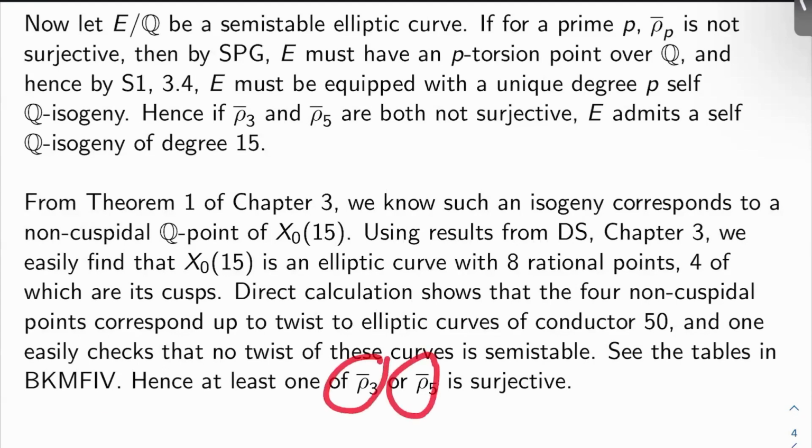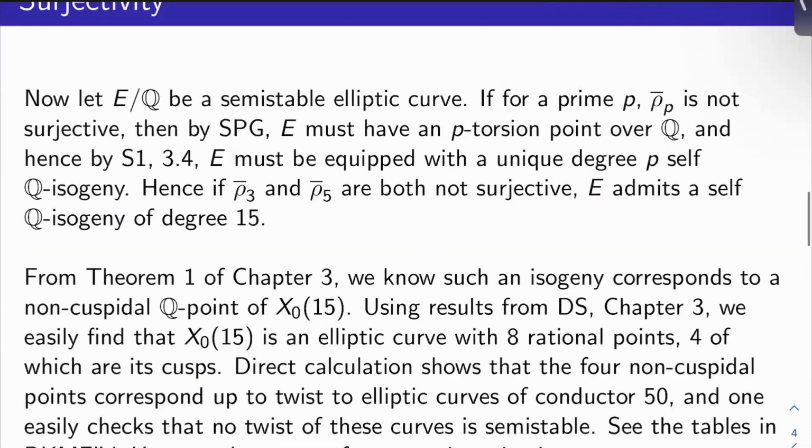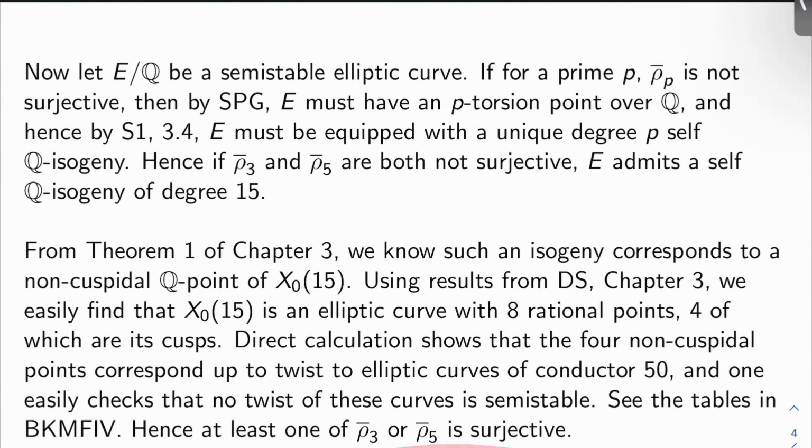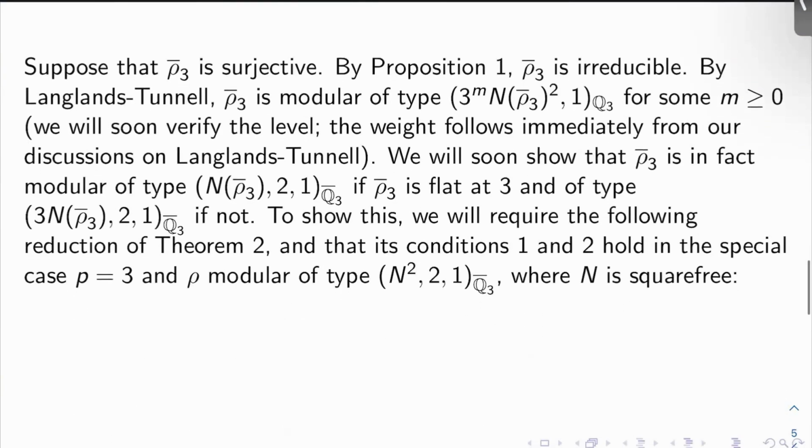So rho bar_3 or rho bar_5 has to be surjective, one of the two, for any semi-stable elliptic curve. Perfect. All right, and if you go back to chapter 1 of my notes, this is one of the key results that we had kind of left unproven that I said I would do in a later chapter. Okay, what if it's rho bar_3 that's surjective?